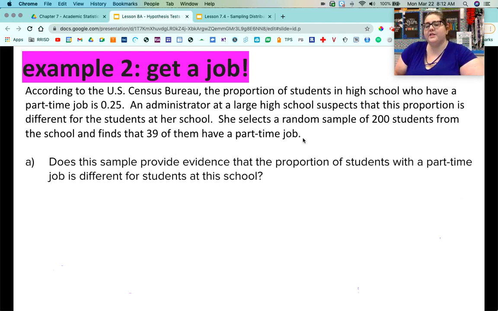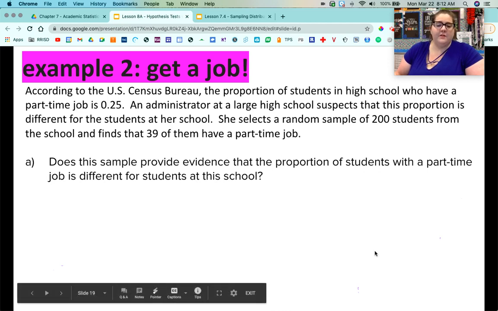What we're trying to do is figure out, is this sample proportion far enough away from that true proportion? Is it so unlikely to happen that we're going to doubt that 0.25 is true? Or is it just fairly likely to happen, just part of random variation, not that big a deal, and we're not doubting? So the first step is to write our hypothesis statements.